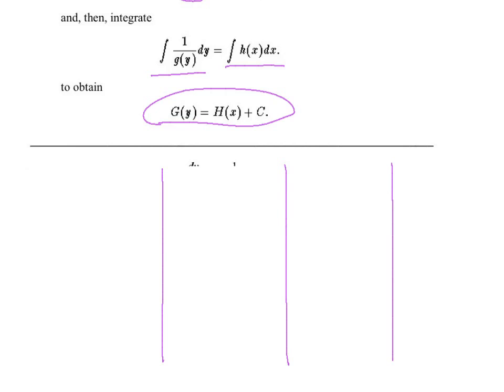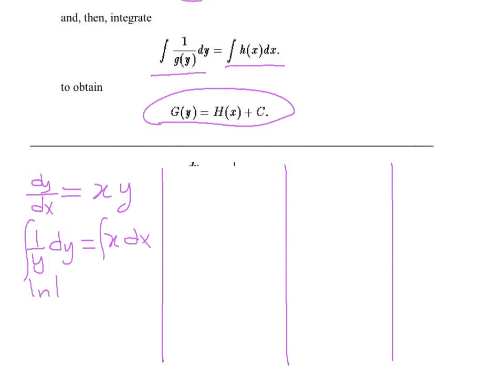Now, this is, for example, a separable differential equation, a very simple one. The reason we call it separable is because we can separate 1 over y and x dx. And then we can integrate both sides, which gives ln y equal to x squared divided by 2 plus c.